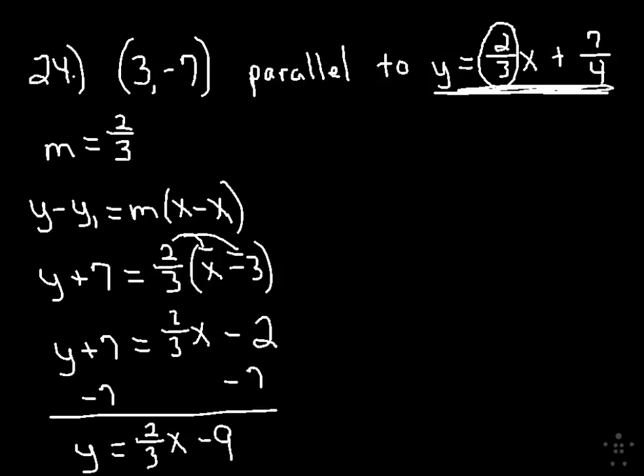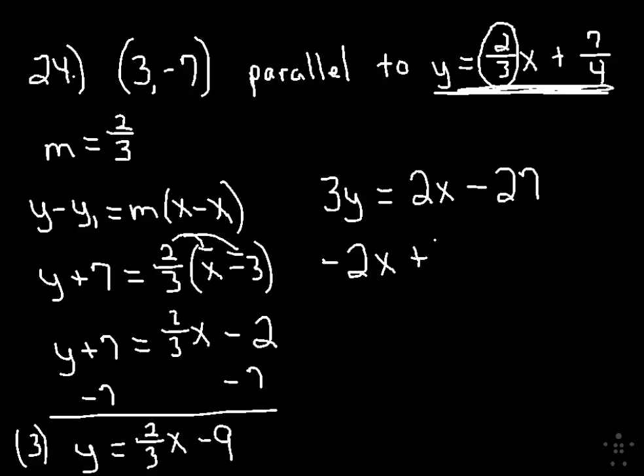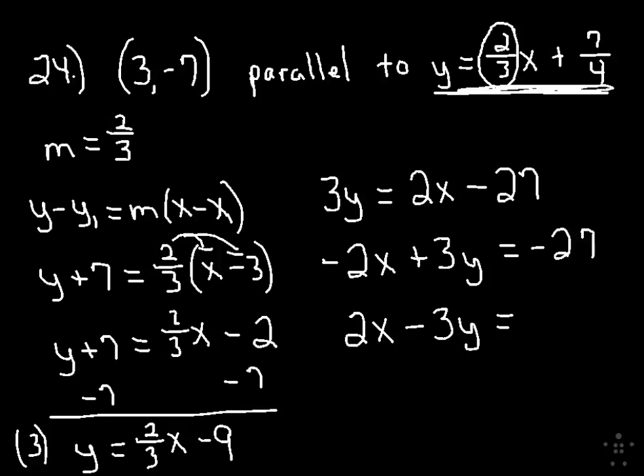This is slope-intercept form, but I want x and y on the same side. All right, and I'm not supposed to have fractions, so I'm going to go ahead and multiply by the common denominator here to get rid of fractions. So that gives me 3y is equal to 2x minus 27. Now get your x on the left side with your y, so subtract it. And then lastly, you can't have the negative coefficient, so multiply everything by -1. So it's 2x minus 3y is equal to 27. And this would be in standard form.